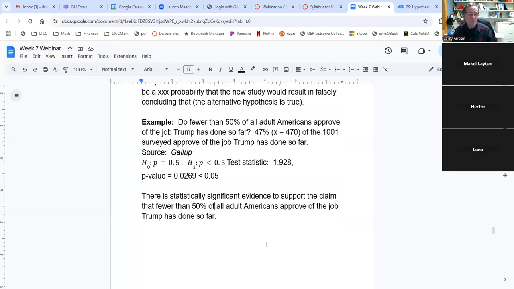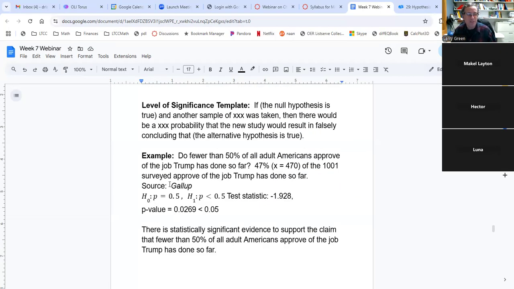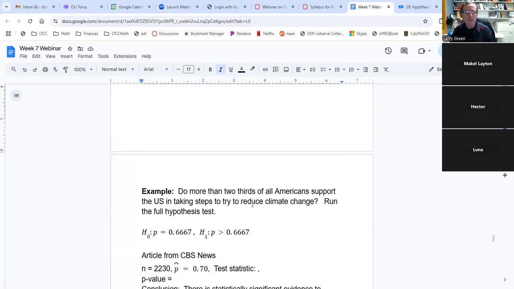Okay, so here's another example. Do more than 2/3 of all Americans support the US in taking steps? By the way, the last one was a real study. It was Gallup. I forgot to mention that. I should always cite my source. This is a true source. So the next question is, do more than 2/3 of all Americans support the US in taking steps to try to reduce climate change?